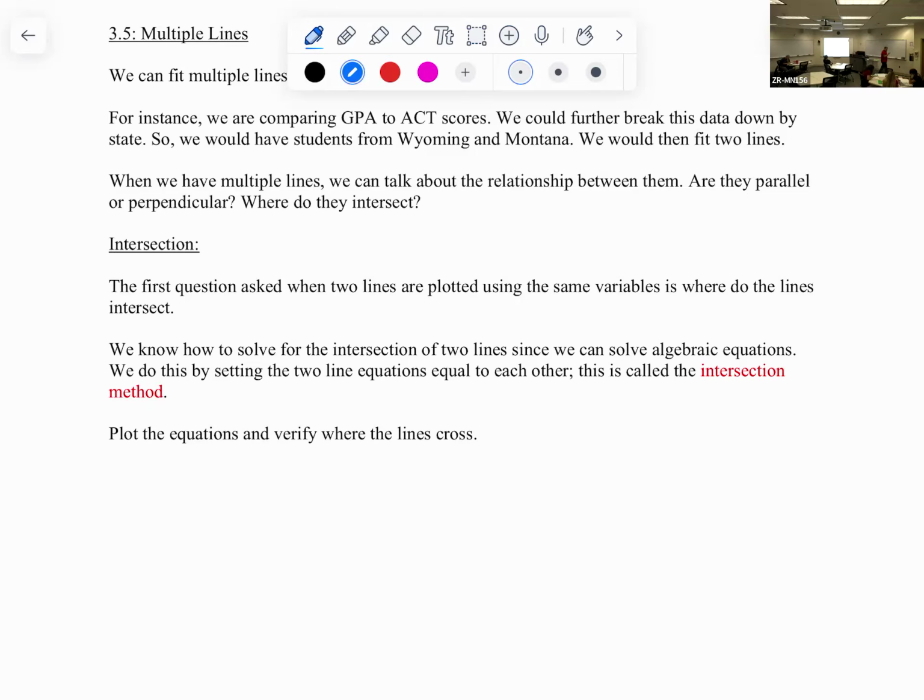The point is to do this both graphically and algebraically, because if they don't cross exactly on a perfect point, that's where we need the algebra, if it's not clear in your graph.